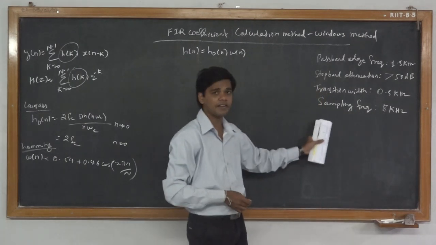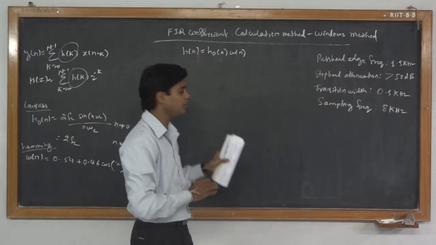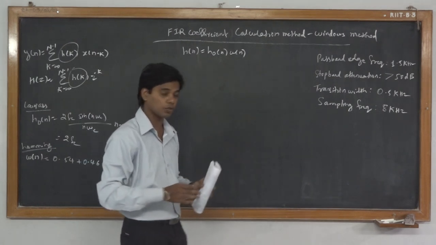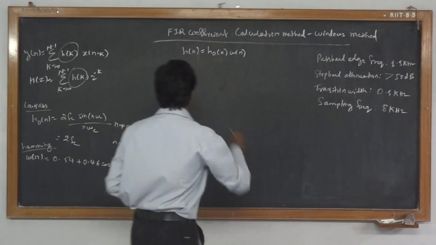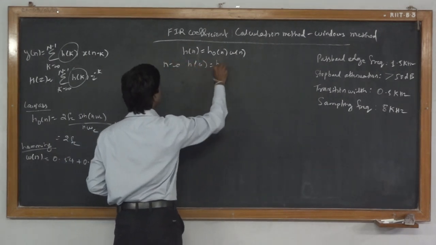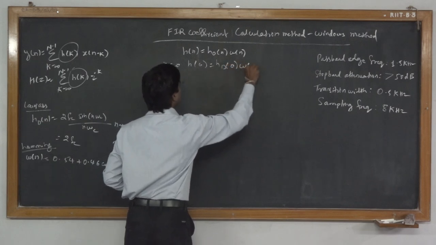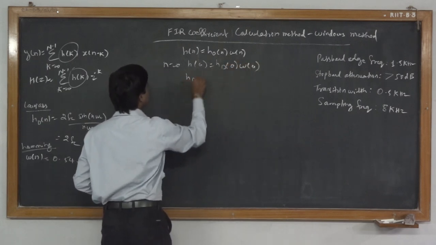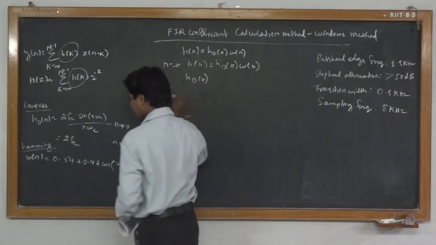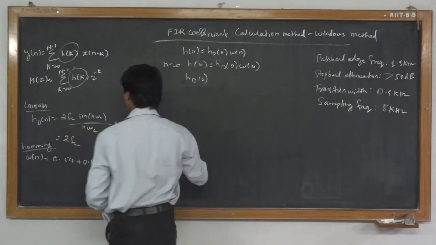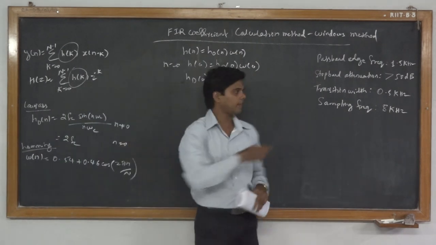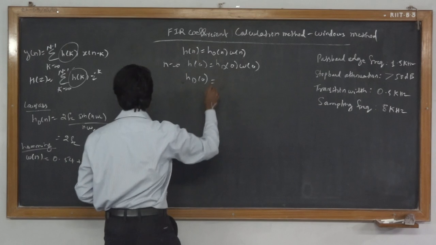Based on this, we are supposed to find the filter coefficient h of n for n equal to 0, 1 and 2. As I said, it is only for the first 3 coefficients. So for n equal to 0, the formula becomes h of 0 equal to hd of 0 into omega of 0. Now hd of 0 is given by the formula for low pass, that is for n equal to 0, and there is another for n not equal to 0. In this case, we are calculating for the very first value, n equal to 0.